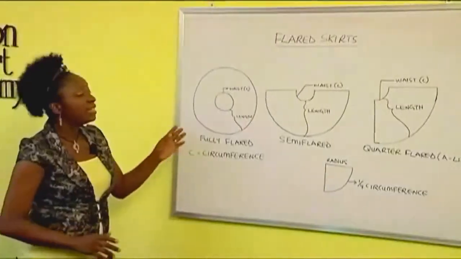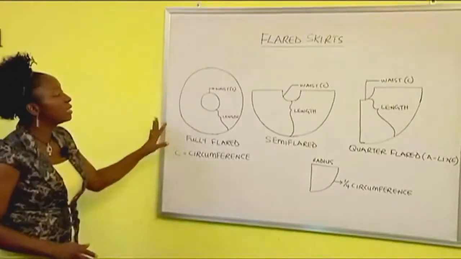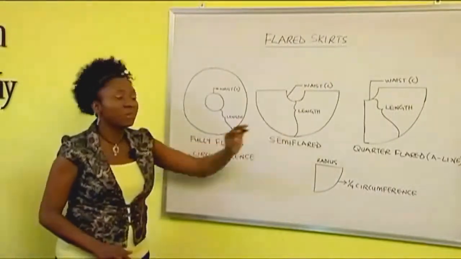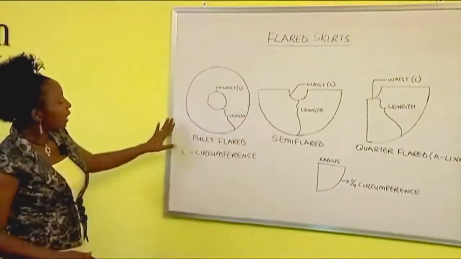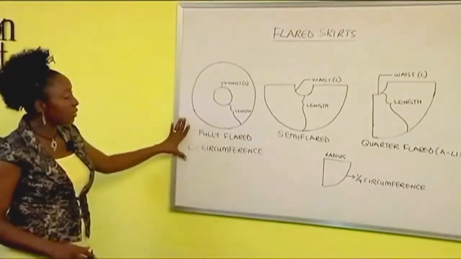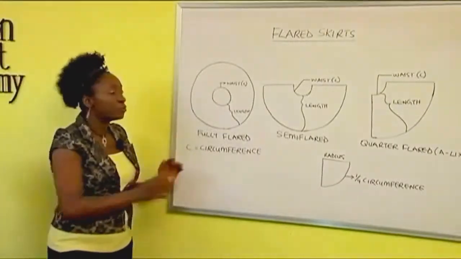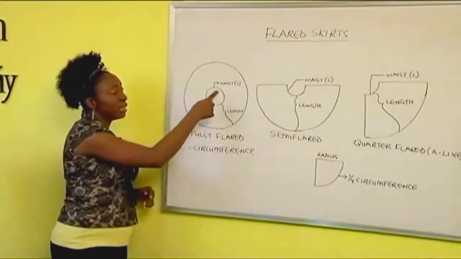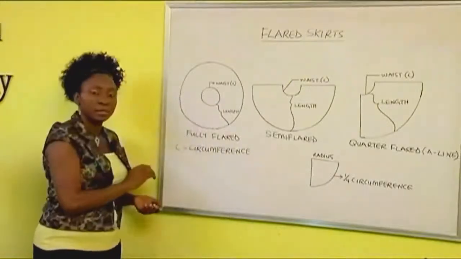Flared skirts are cut in circles, semicircles, or quarter circles. Let's go to the board and see how it looks. We can see that we have three different kinds of flared skirts. Now take a look at the fully flared skirt. As you can see, it's made up of two circles. That means you can see an inner circle and an outer circle.